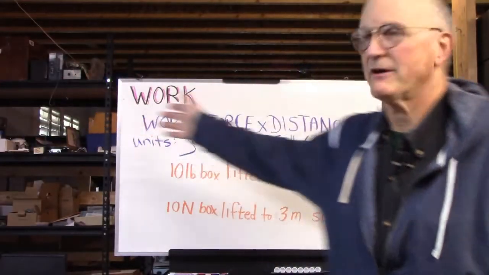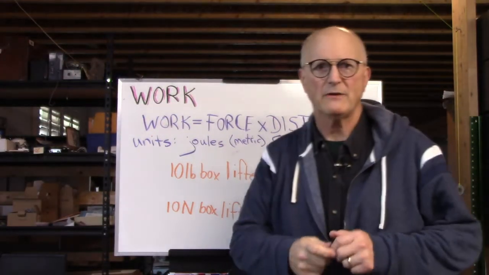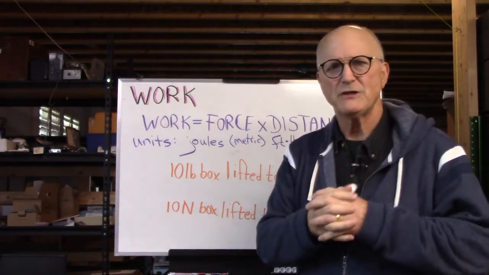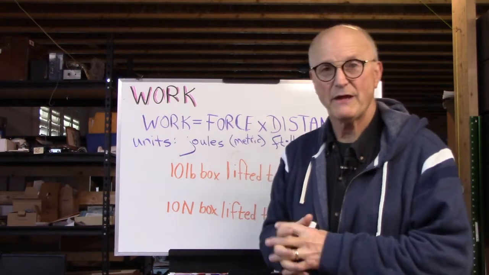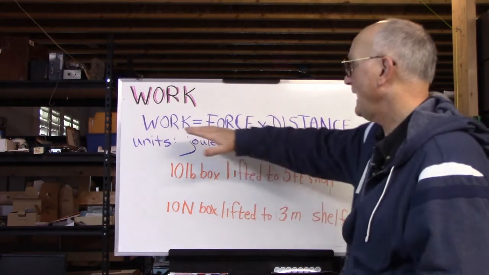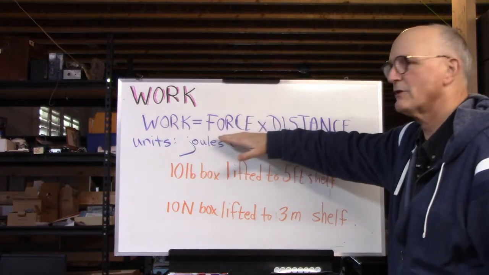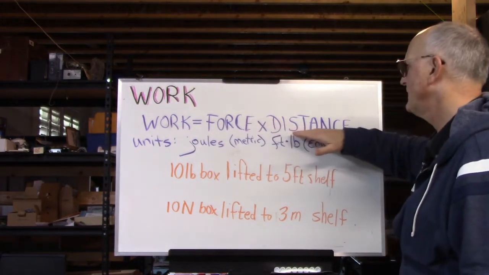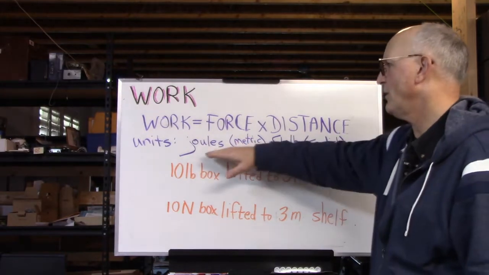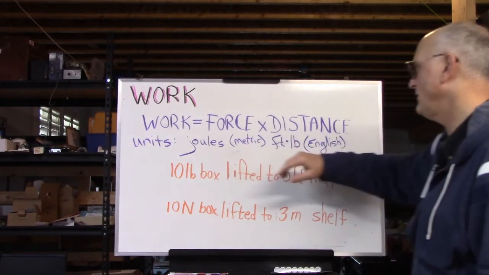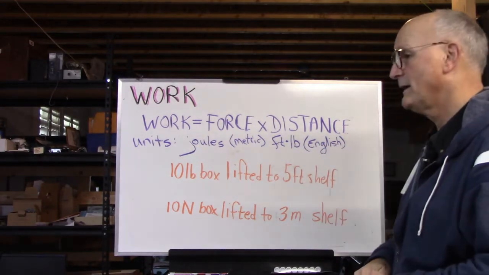And so now we're starting our next section on work. Work talks about the measurement of energy expended to do something, to move something from one place to another. And as such, it is defined as work is equal to the force times the distance. The units in the metric system are joules, and the units in the English system are foot-pounds.